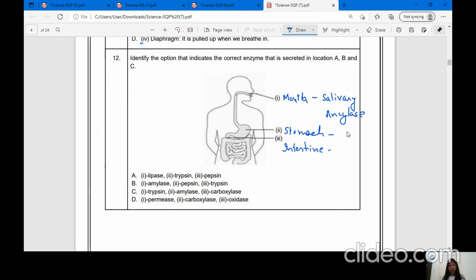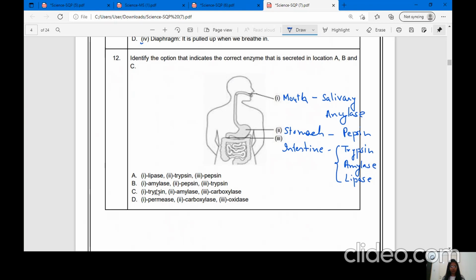Which enzyme is secreted in the stomach? In the stomach, pepsin. Pepsin, a protein digesting enzyme, is secreted, and the intestine has 3 enzymes. What are they? They are trypsin, pancreatic amylase. Okay, here also amylase, but it is pancreatic amylase, and one fat digesting enzyme, lipase. So the intestine is very rich. It has 3 enzymes. Now let's see. I have done my rough work.